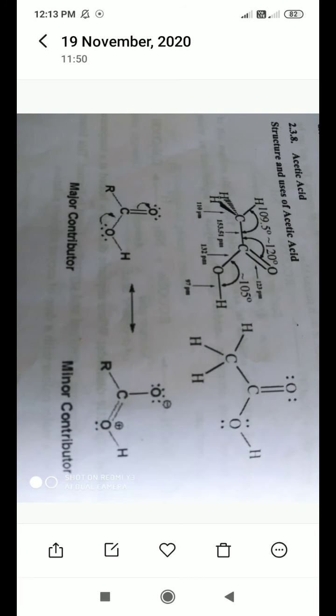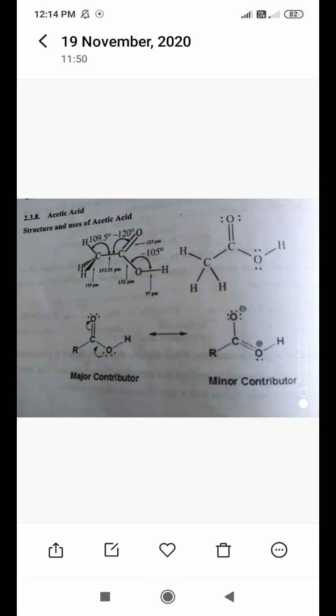Now we will start. After completely watching this video, students will be able to explain the structure and uses of acetic acid and lactic acid. Now look at the screen where you can see the structure of acetic acid. What is the molecular formula for acetic acid? CH3COOH is the molecular formula for acetic acid.